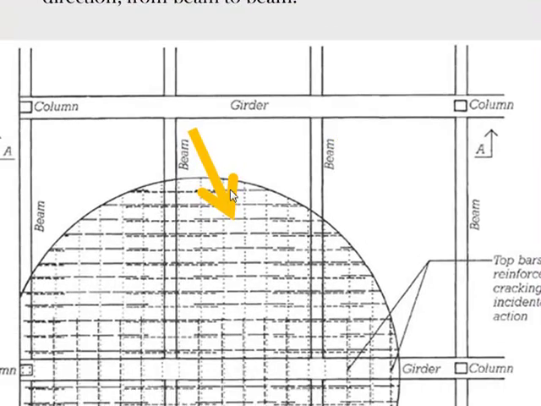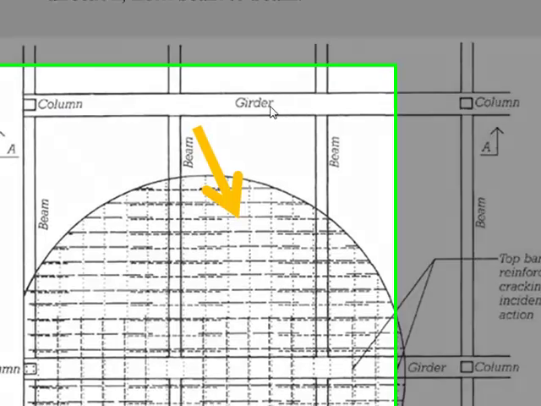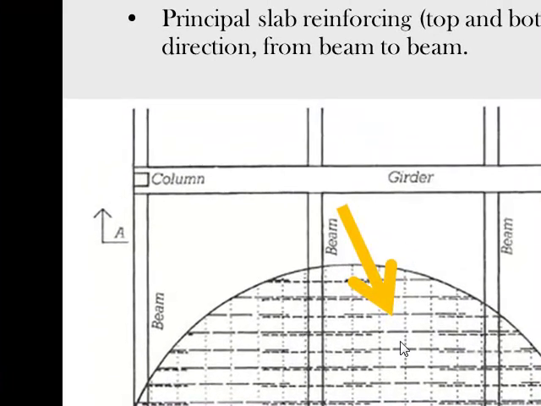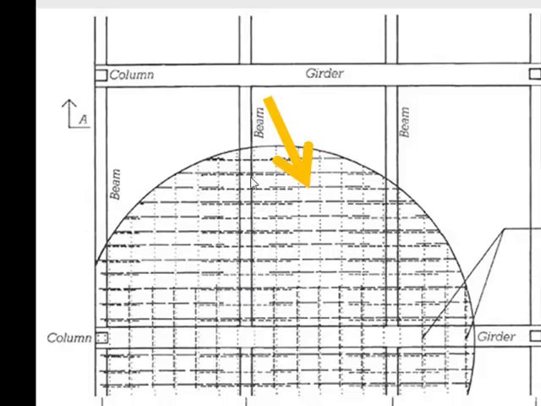Here you can see an example, a cutaway plan view showing the columns, then the girder, then the beams. Then this is a picture showing through the concrete of the reinforcing. See how it's running one way, and there's heavier reinforcing over the actual beams.